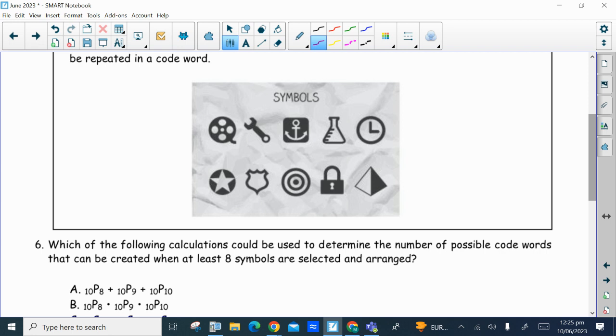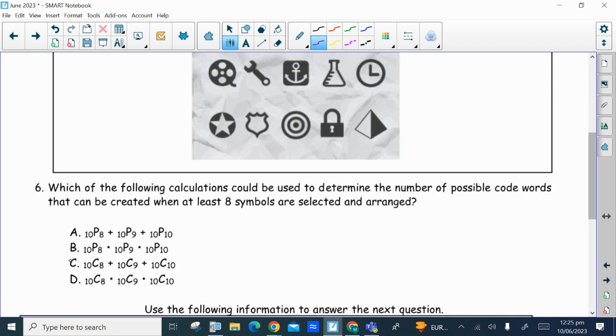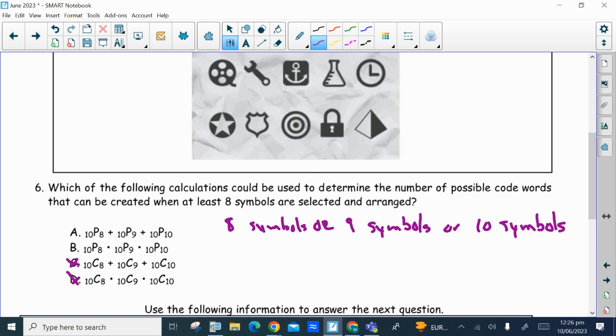Okay, so again, we know that it's permutations, so we can cross off C and D. Those are combinations. That means order doesn't matter. In this case, it absolutely does. So let's first write down the different scenarios that'll work. You can use 8 symbols or 9 symbols or all 10 symbols. We know that the word or means to add, and that's the difference between A and B. A and B have the same terms. All that's different is that in A they're added, and B they are multiplied.